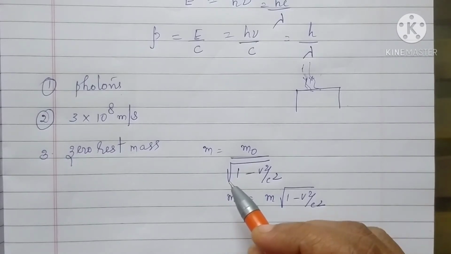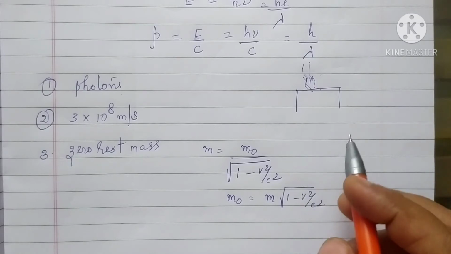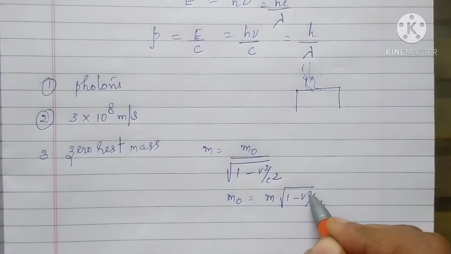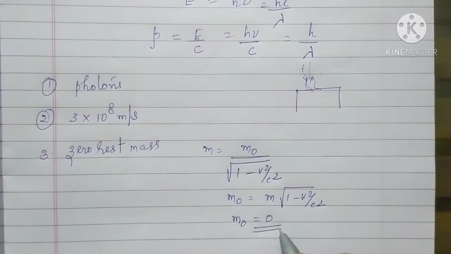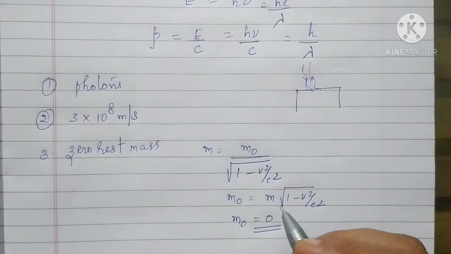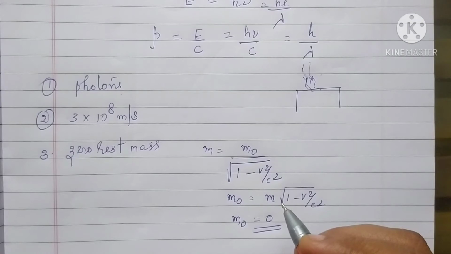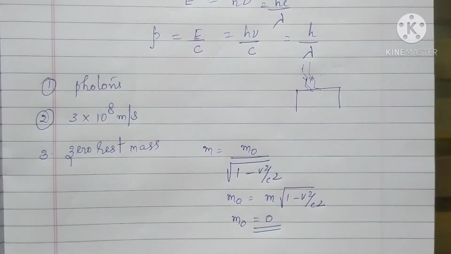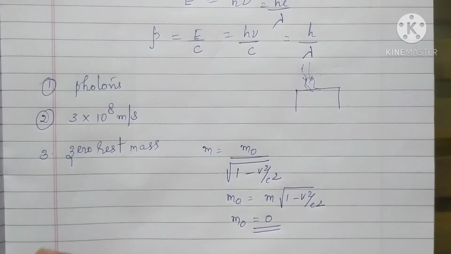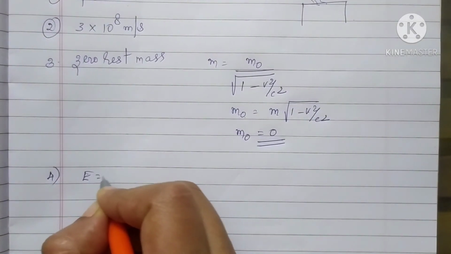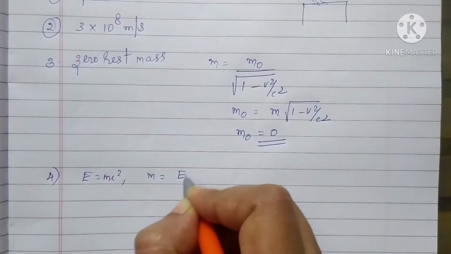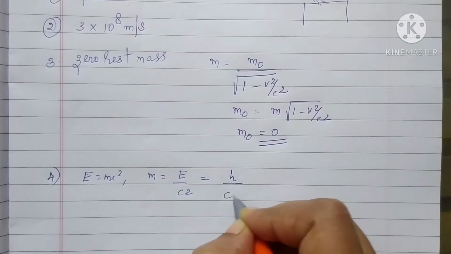If a photon moves with the speed of light, this value will be 1, because v is also equal to c, right? So m0 will turn to 0, which means that the rest mass of the photon is 0. That is, the photon cannot exist at rest. Understand? Okay. Now the next point is the mass of the photon, the inertial mass. It is given by the expression E is equal to mc square, right? So what is m? m equal to E by c square, or h by c lambda.